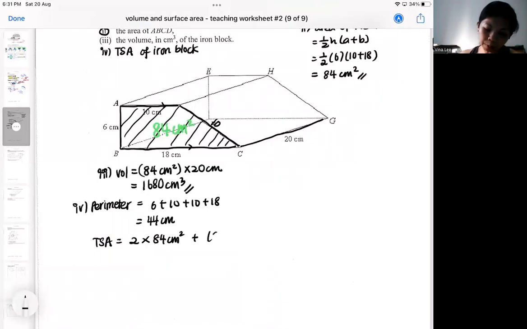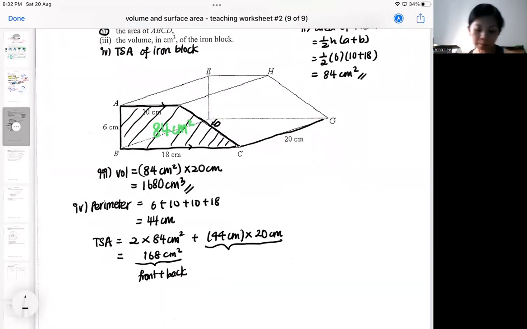And I'm going to make use of the perimeter to multiply by the length. So this will be the front and back. This part will be the front and back. And this part is actually the 4 rectangle. So if you add them up, that will be the total surface area. So the question never asked for it. I'm just showing it to you.